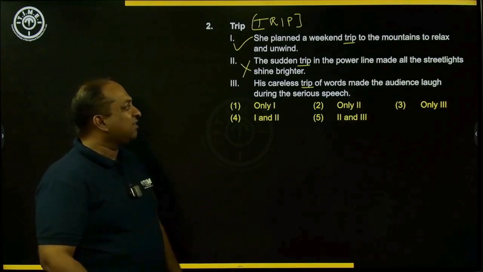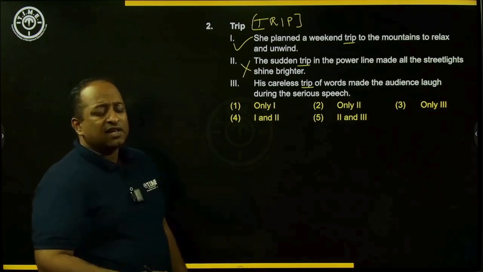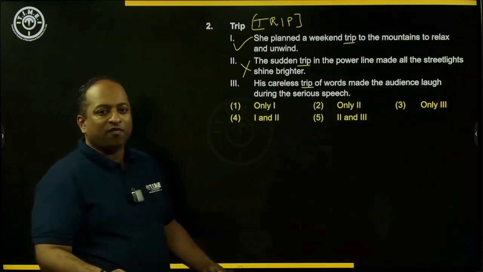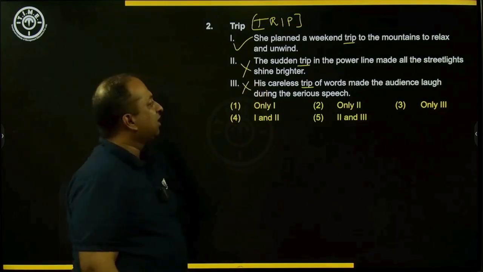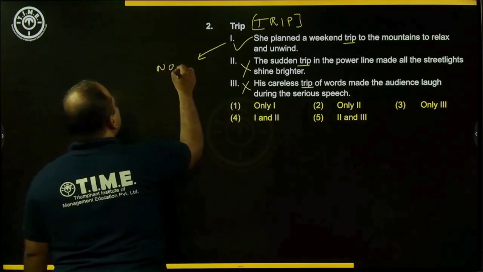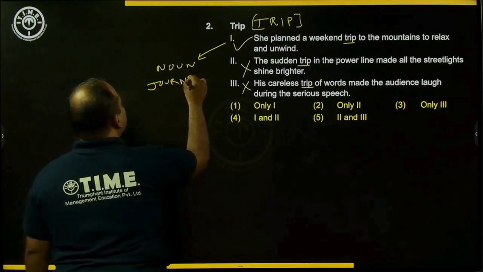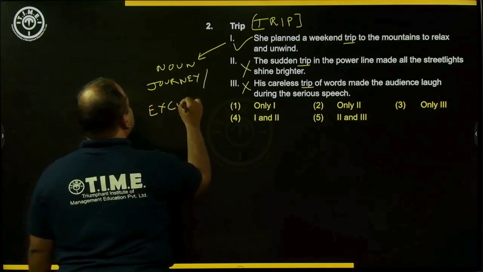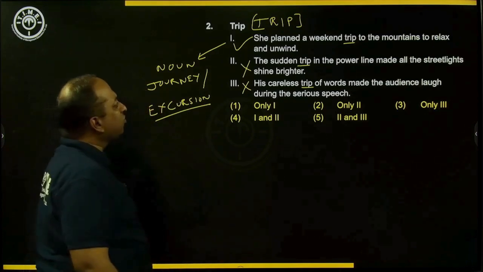So careless trip over words is the right way to use it, or you can say slip of tongue. The more common expression that you see is slip of tongue. So this is also a wrong way of using the word trip. So here clearly the word trip is used as a noun to mean journey or perhaps to mean excursion. Okay. So this is the way in which you use the word trip.